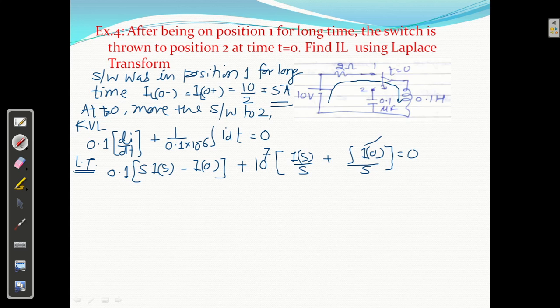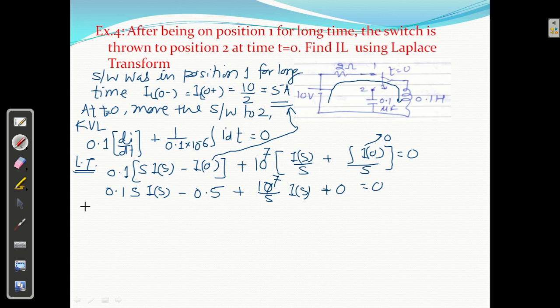Put the initial condition here. What is the initial condition? It is 5 ampere. So you will get 0.1 S I of S minus 5 into 0.1, which is 0.5, plus 10 raised to 7 upon S I of S, plus this term, which is already 0, equal to 0. So I am getting I of S.